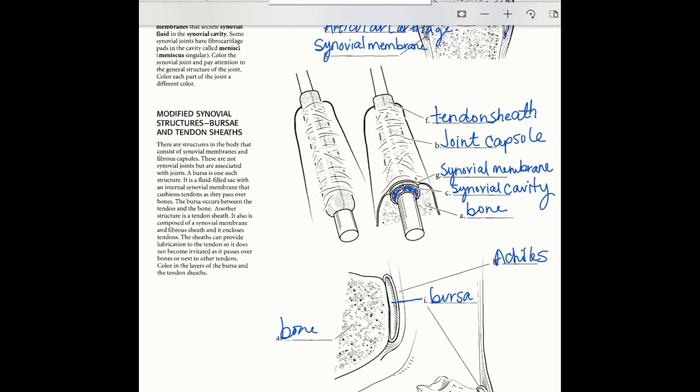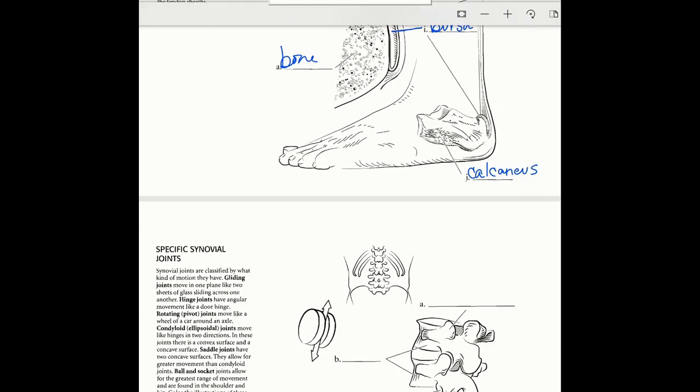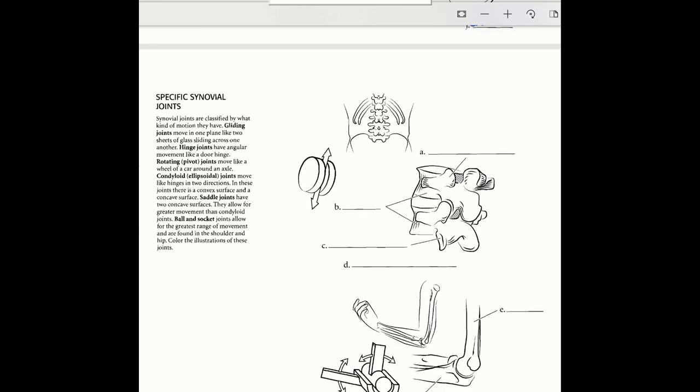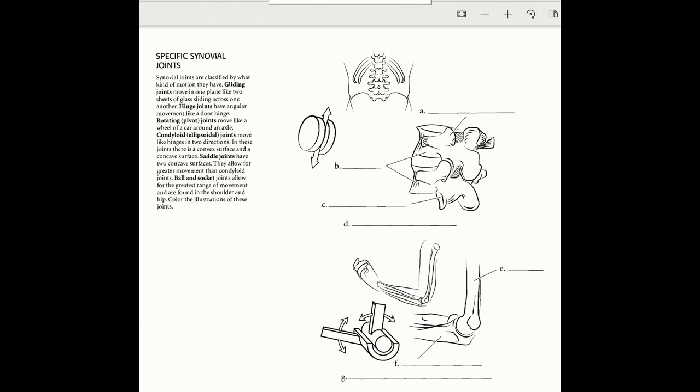All right, that's our features for synovials. So let's go ahead and talk about the types of synovial joints. First example here, we have a gliding joint. Gliding joints are going to move in multiple axes. So this is a multi-axial.